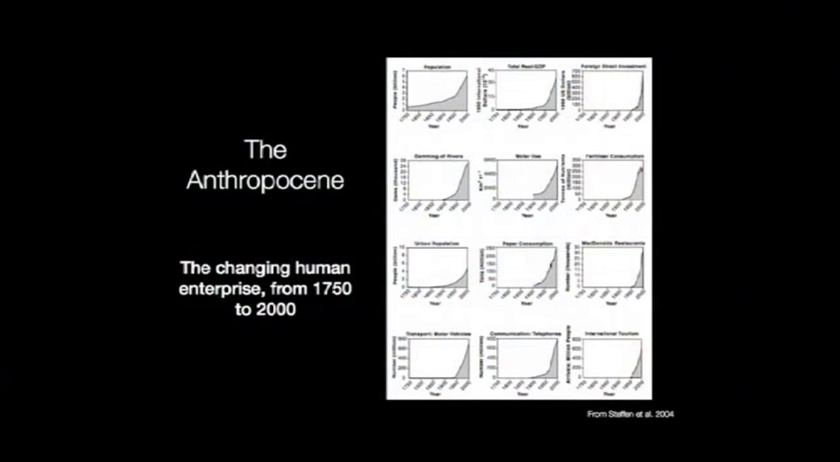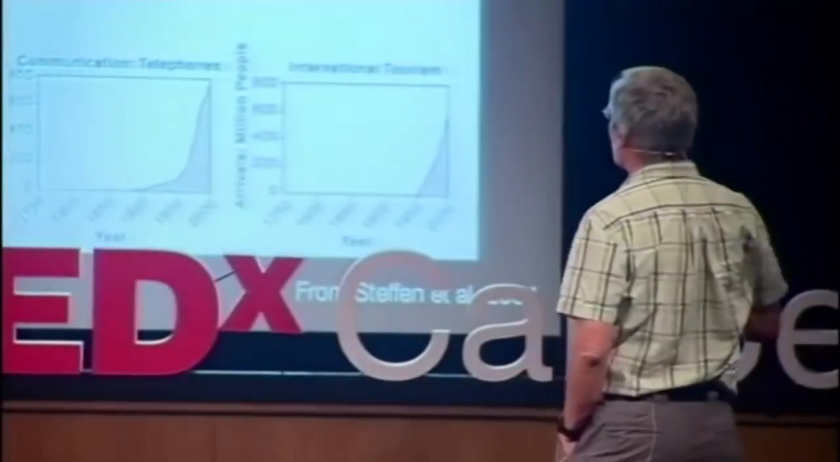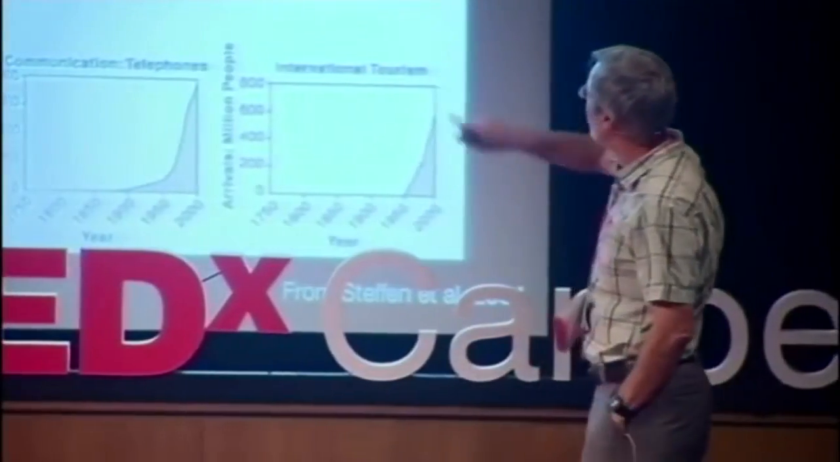Look at population, going from less than 1 billion up to between 6 and 7 billion now. Total real GDP, direct foreign investment, they capture aspects of the economy. Damming of rivers, water use, fertilizer, these are resource uses. Look how the values are going up and up and up in each of those. Urban population going up, paper consumption.